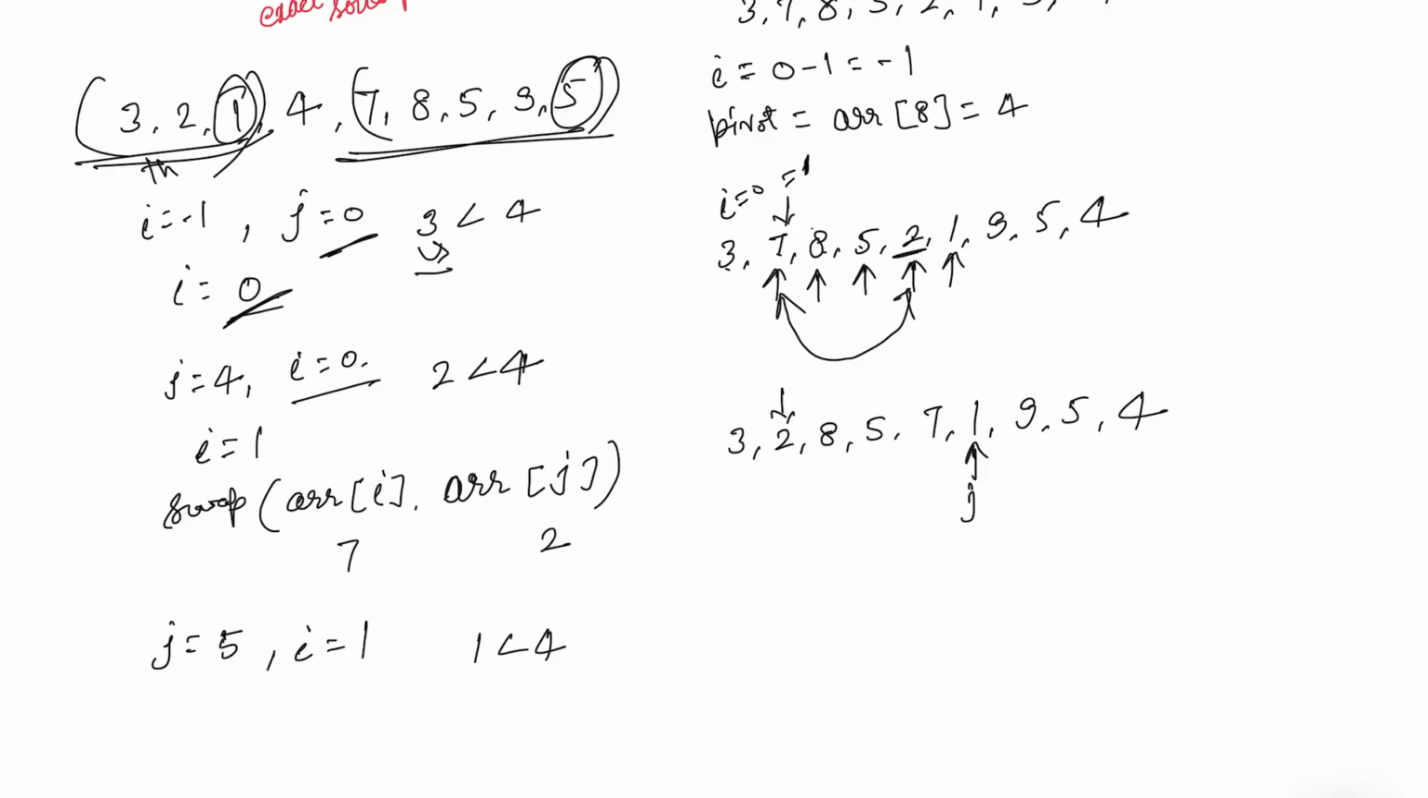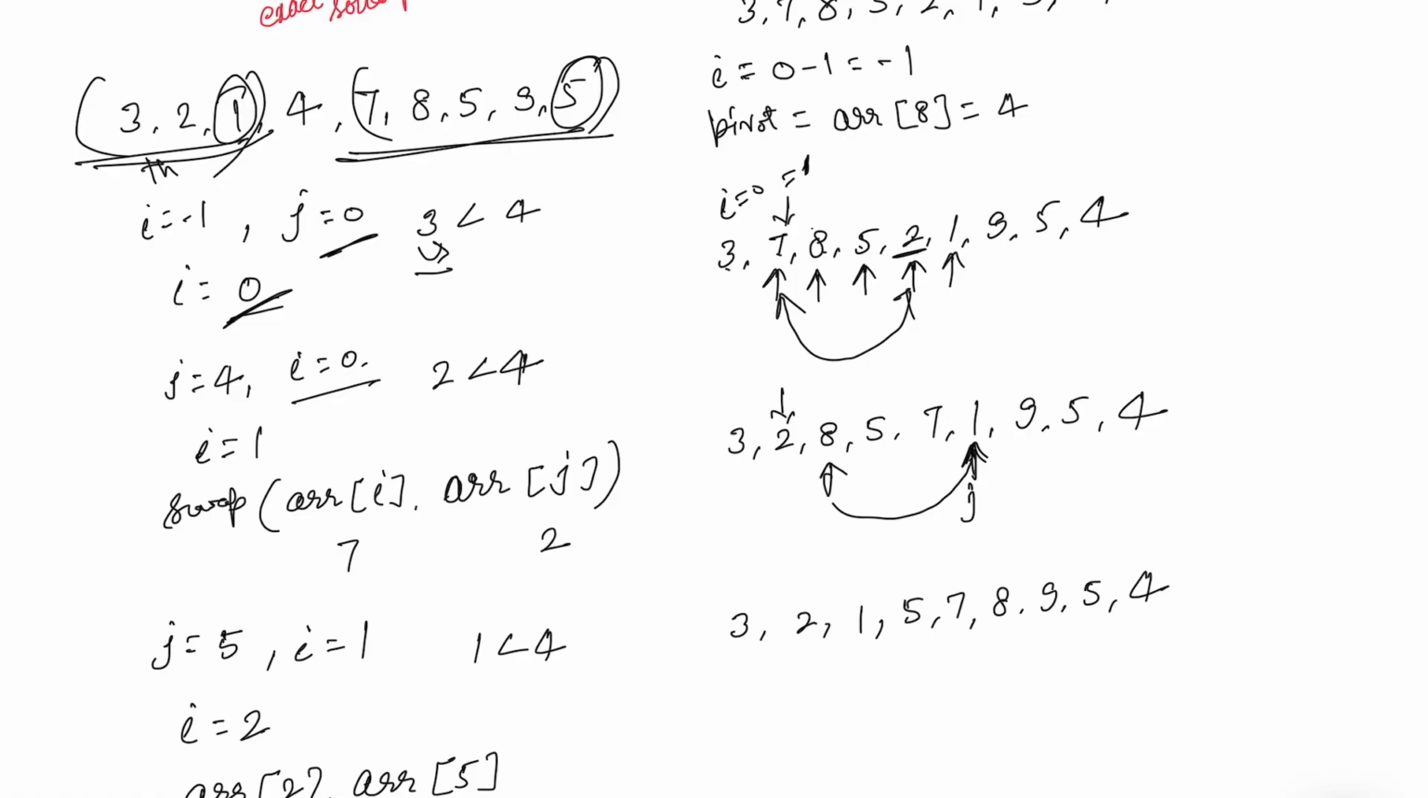So what we have to do, we have to increment the value of i. So i will be 2. And then we will do swapping of array[2] with array[5]. So array[2] is here 8 and array[5] is here 1. So both will be swapped. So after swapping, what will happen? 3, 2, 1, 5, 7, 8, 9, 5, 4. So i is now pointing to 0, 1, 2. That means this index 2. And j will go to the sixth index.